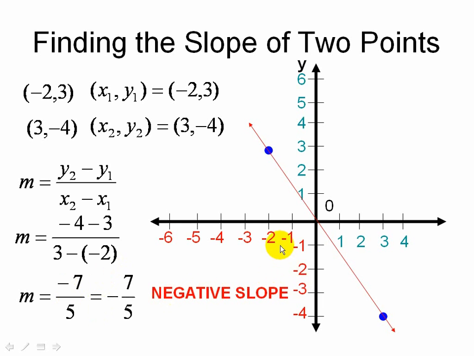One way to think about it is that if we go 5 units, let's say from here starting at 0 for the x coordinate, then we go 7 units down, and that's how we describe the slope shown here.